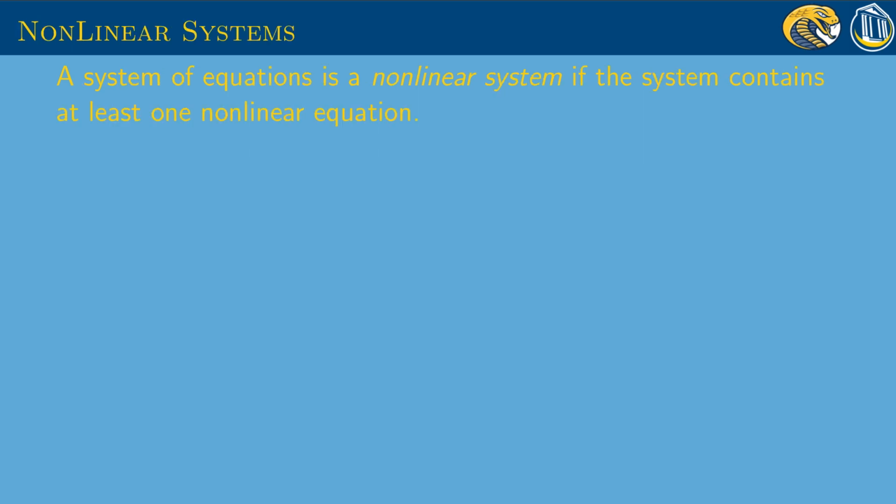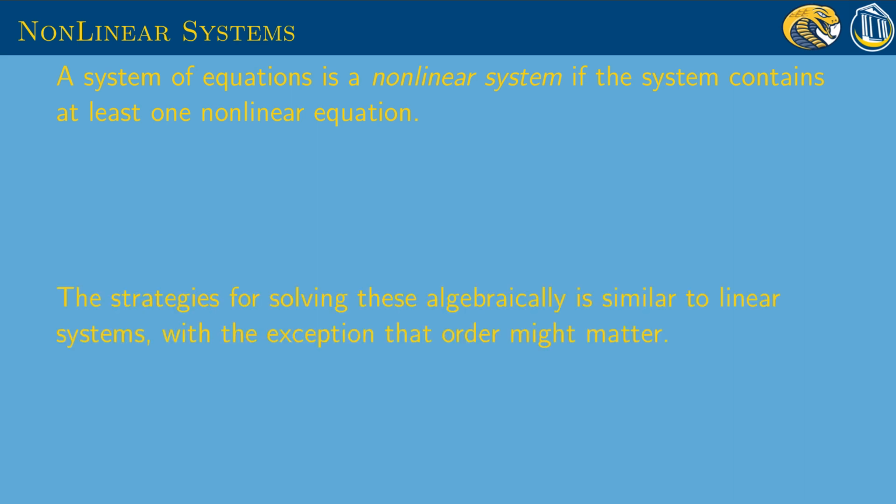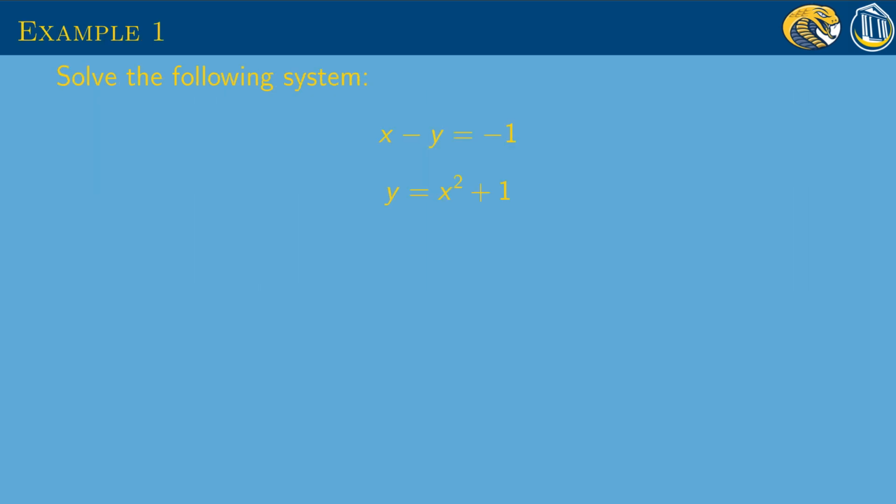A system of equations is called a nonlinear system if at least one of the equations in there is itself a nonlinear equation. And so the strategies for solving these will end up being very similar to our linear systems, with the exception that the order we do these steps might matter. Specifically, we learned two techniques in class last time, substitution and addition, and those are still going to be our friends. Let's take a look.